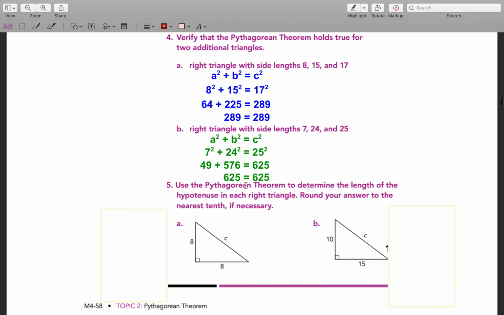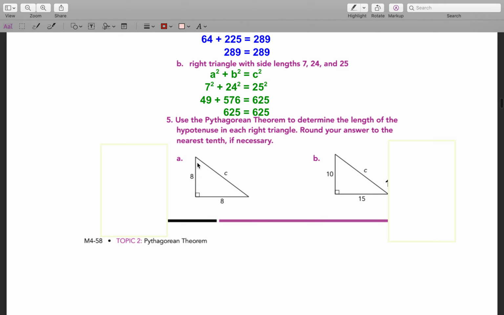And use the Pythagorean theorem to determine the length of the hypotenuse in each right triangle. Round your answer to the nearest tenth if necessary. So we're given the two legs, but not the hypotenuse, right? So once again, we use the Pythagorean theorem, a squared plus b squared is equal to c squared. So a squared is going to be 8 squared, b squared is going to be 8 squared again. So 8 squared plus 8 squared is equal to c squared.